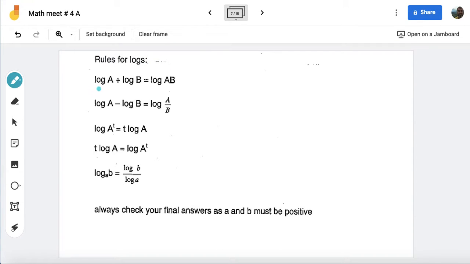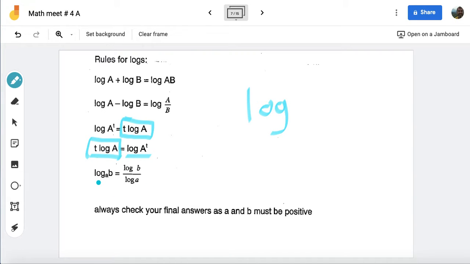Also, rules for logs. If you're adding 2 with the same base, then you can just multiply. If you're subtracting 2 with the same base, it's a division. If you have log of a to a power of t, you can put it out front as t times log of a. Likewise, or the opposite, if you have t log of a, you can write that as a single log, a to the t. There's a lot of problems, I think, in the 3-point category that say, write it as a single log. So knowing that this becomes this is pretty helpful.